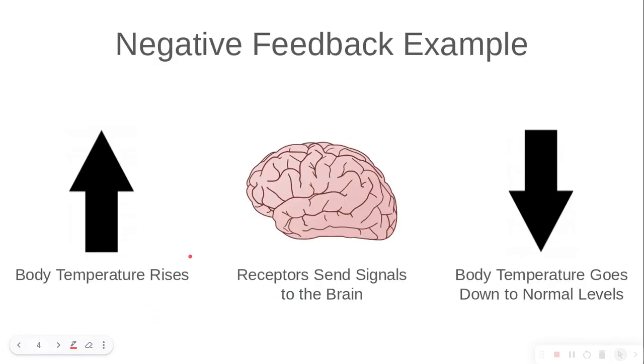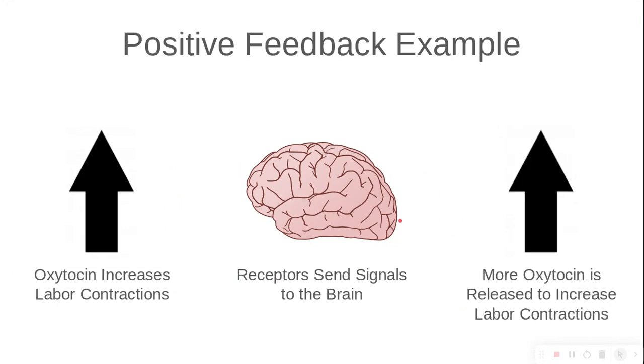So let's start by looking at an example of negative feedback. Our body temperature rises, and then receptors are going to send signals to the brain, and this is going to cause the body temperature to go down to the normal levels. So we had an increase and then a decrease. Our arrows are pointing in opposite directions. We could also have a decrease in body temperature, and then receptors are going to send signals to the brain, and it's going to cause an increase in body temperature. Our arrows are pointing in opposite directions.